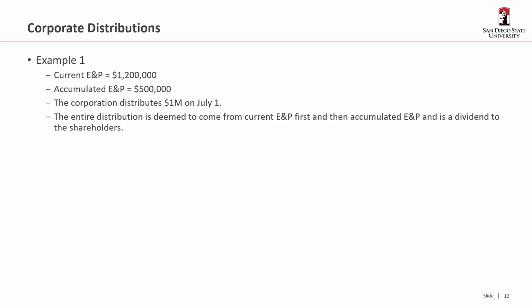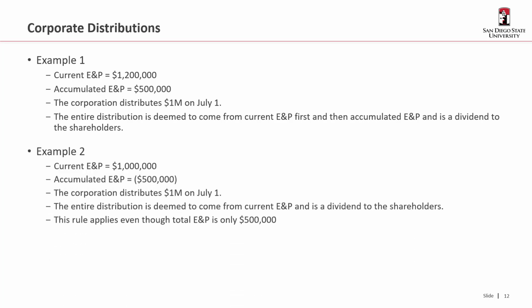Okay, so one of the unique perspectives we need to understand immediately is I am unable to characterize a distribution out of positive current E&P until year end, because I do not actually know how much E&P I'm going to generate that year. So what that means is even though the distribution was made on July 1st, the corporation does not actually know the character of that distribution until December 31st, at which time it can calculate current E&P.